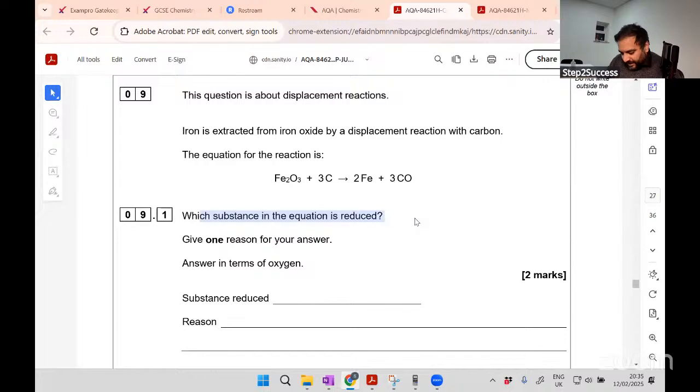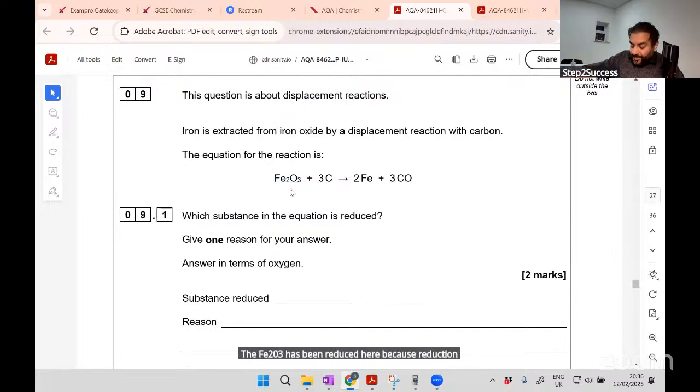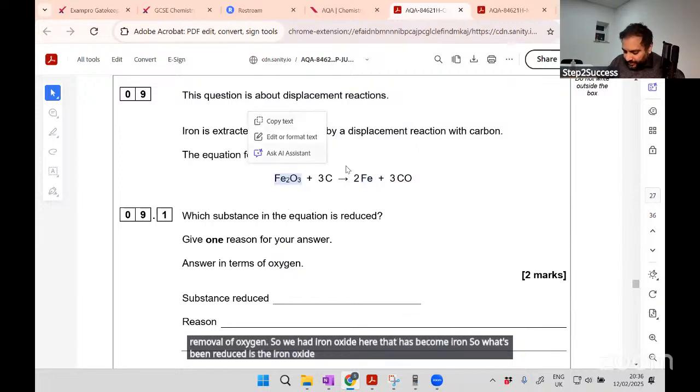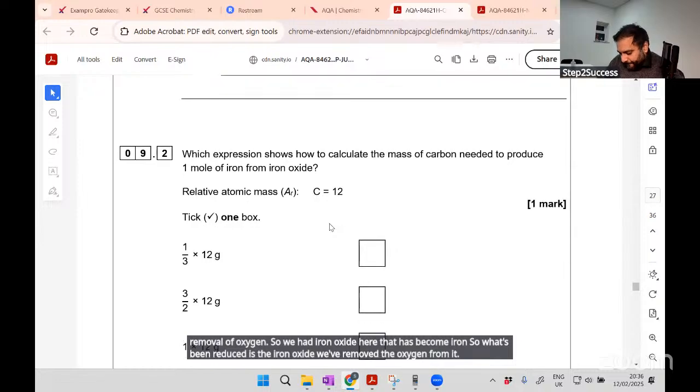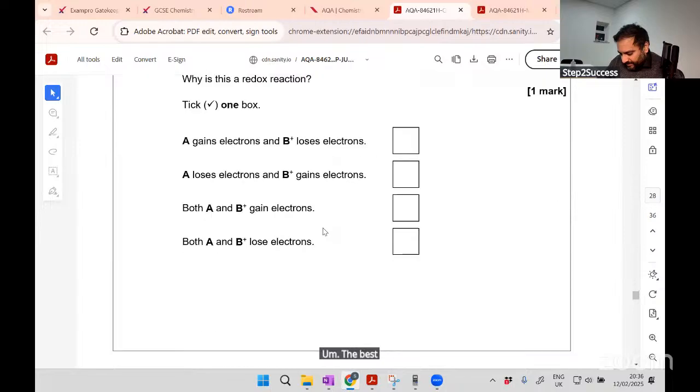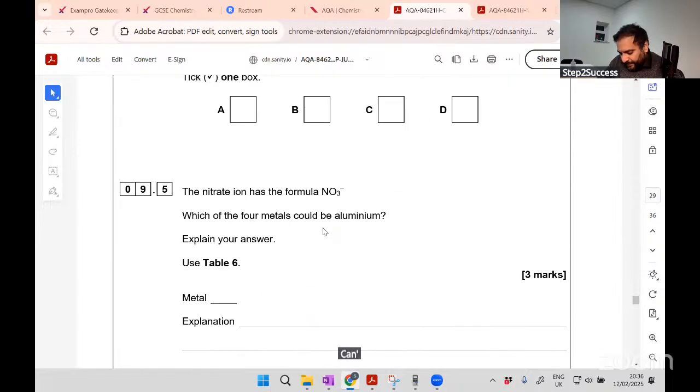Reduced. Well, answer in terms of oxygen. The Fe2O3 has been reduced here because reduction in terms of oxygen is the removal of oxygen. So we had iron oxide here that has become iron. So what's been reduced is the iron oxide. We've removed the oxygen from it. That's calculation. Can't have time for that.